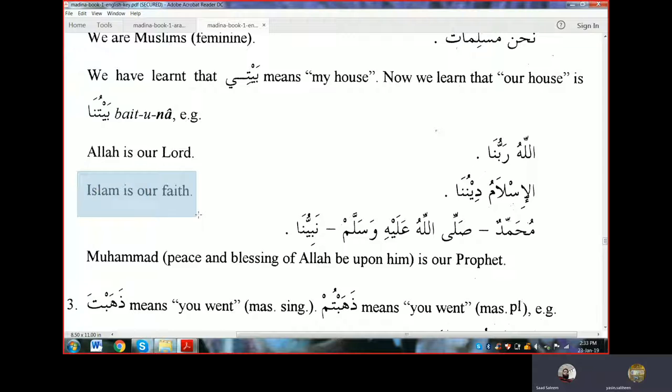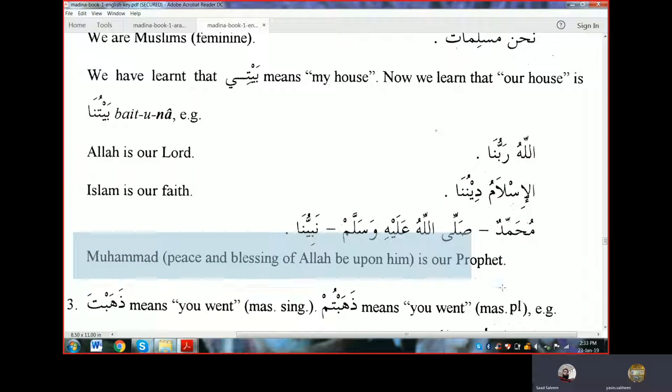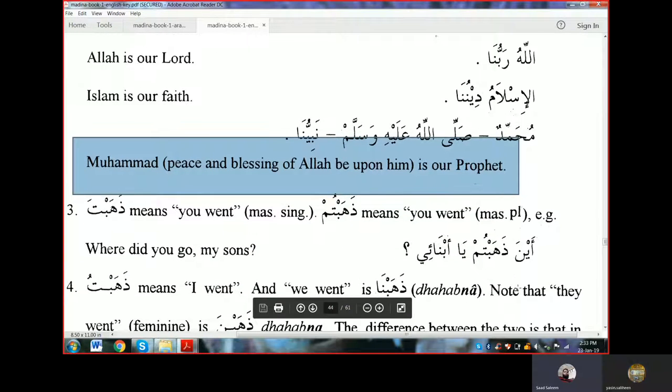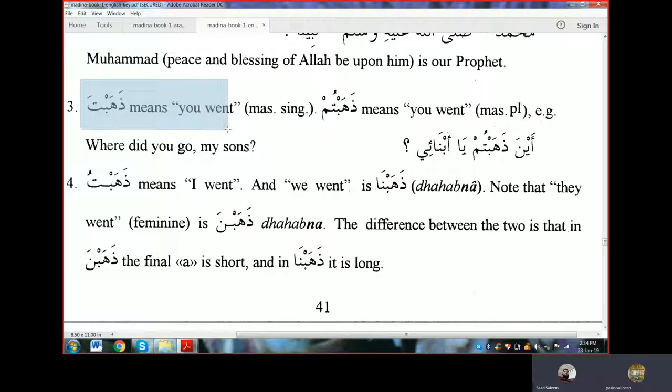Al-Islamu dinuna. Islam is our faith. Muhammadun, peace and blessing of Allah be upon him, nabiyyuna. Muhammad, peace and blessing of Allah be upon him, is our prophet.